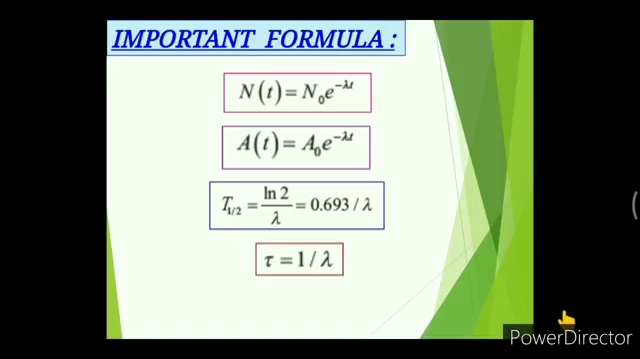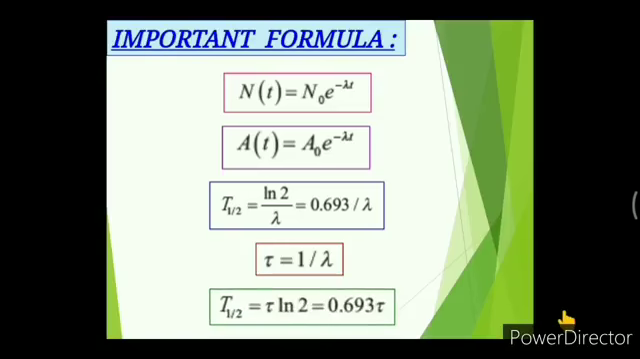Lambda is the decay constant, and the mean life is related to the decay constant. It is inversely proportional to it, and hence mean life tau is equal to 1 upon lambda. And finally, we can relate the half life and the mean life by using the formula T half is equal to tau ln2, and finally we can write T half is equal to 0.693 tau. Now let's proceed further.